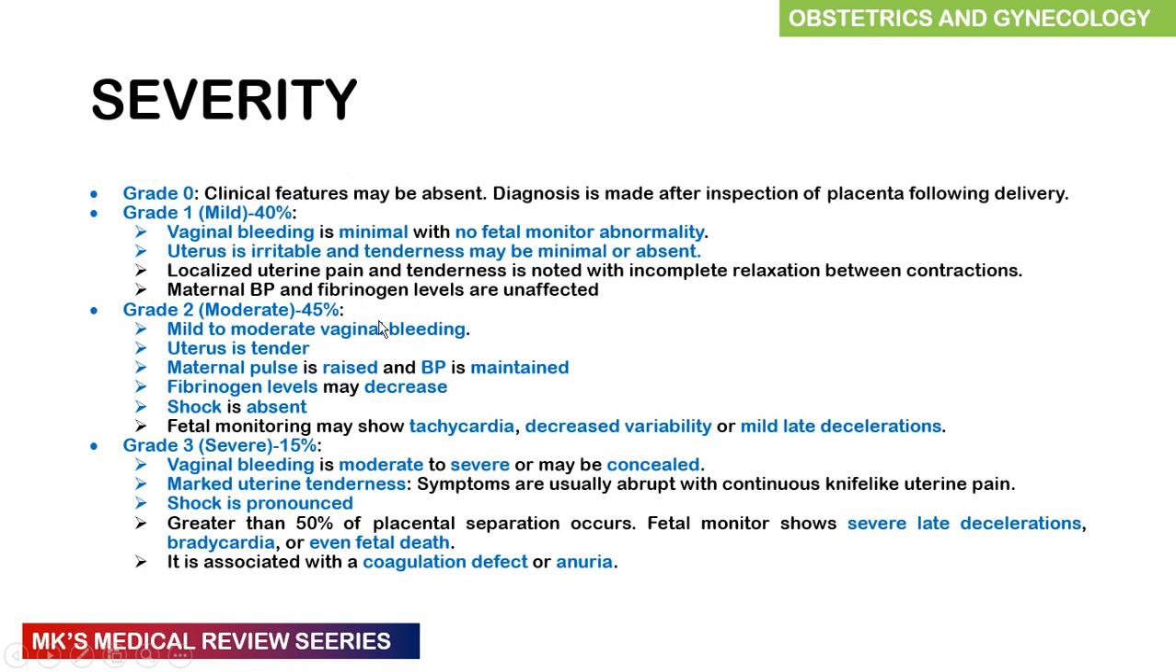And then you may get maternal rises in the BP as well as the fibrinogen levels, but in most of the cases these are not really affected. Especially the BP, it may not be affected unless there's an underlying pathology. Fibrinogen levels also remain normal. Then of course in grade 2, which is moderate, 45%, which is the most common, mild to moderate vaginal bleeding, uterine tenderness, you may get a raised maternal pulse, and the BP is maintained. The fibrinogen levels may actually decrease because now you're starting to use up fibrinogen to stop the bleeding that's happening.